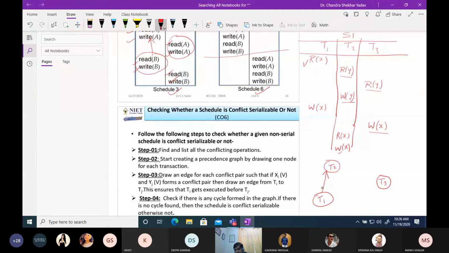Did you get it? T3 will come, right, the earlier one. Yes, you are right. Mileni is right. Why? Because of the confliction between T1 and T3. T1 is performing read operations on X and T3 is performing write operation on X. Then we will draw an edge from T1 to T3. And here, through these instructions, we draw the edge from T1 to T2.